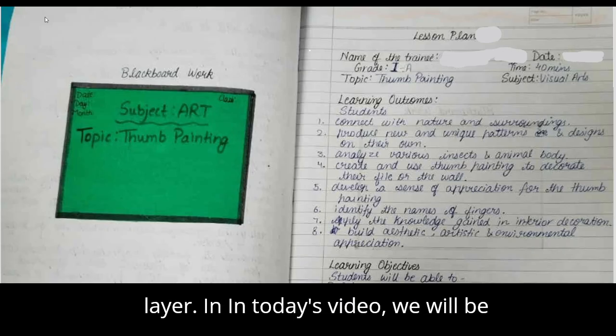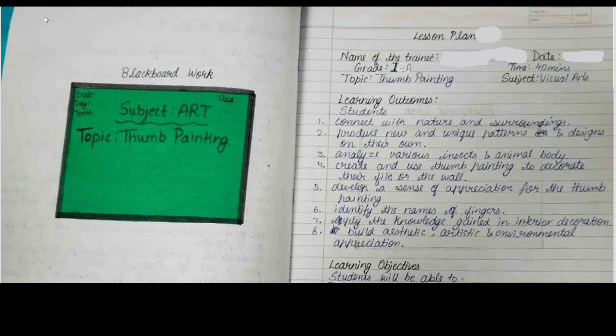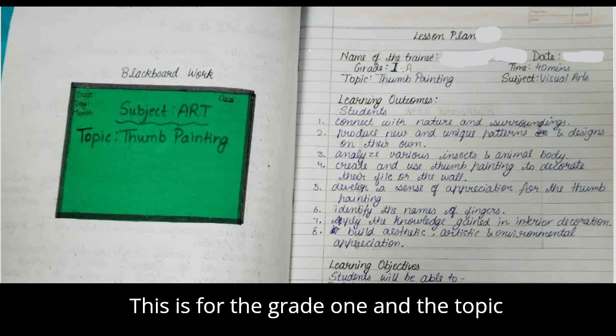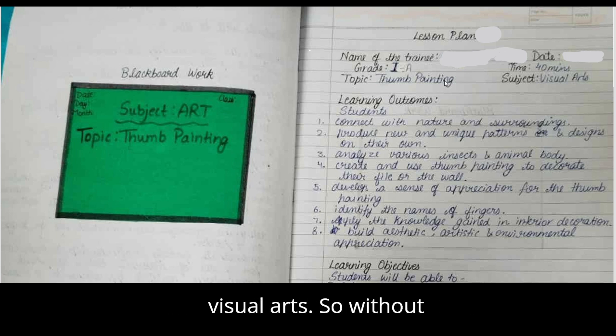In today's video, we will be seeing a lesson plan for the subject art. This is for grade 1 and the topic is thumb painting, which comes under visual arts. So, without further ado, let's start.